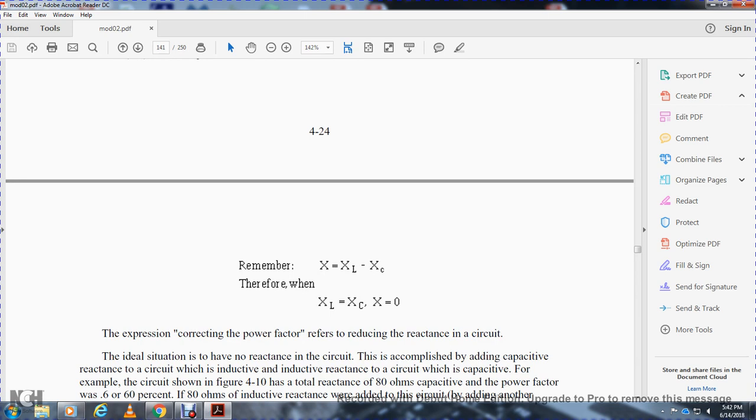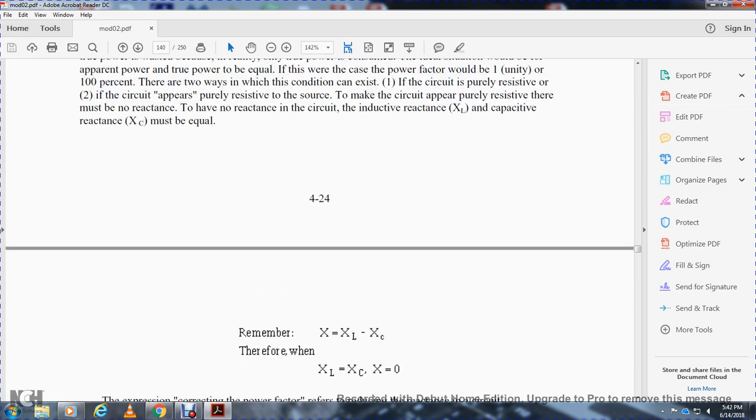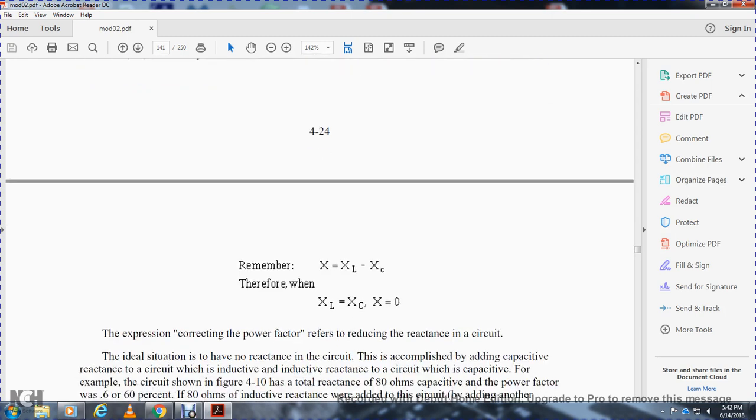Remember that the reactance is equal to the inductive reactance minus the capacitive reactance. Inductive reactance equals the capacitive reactance, so the reactance is equal to 0.